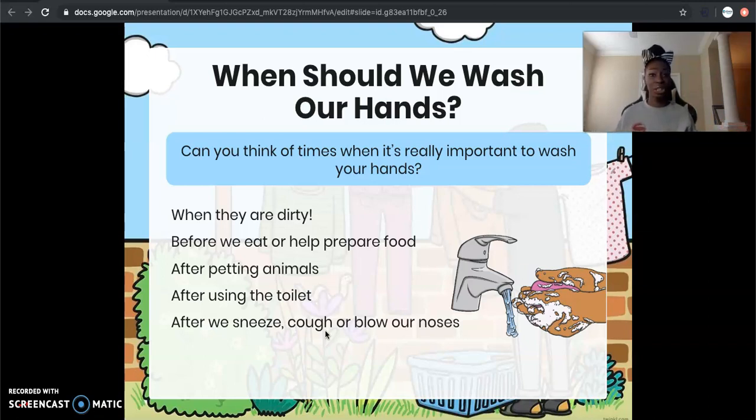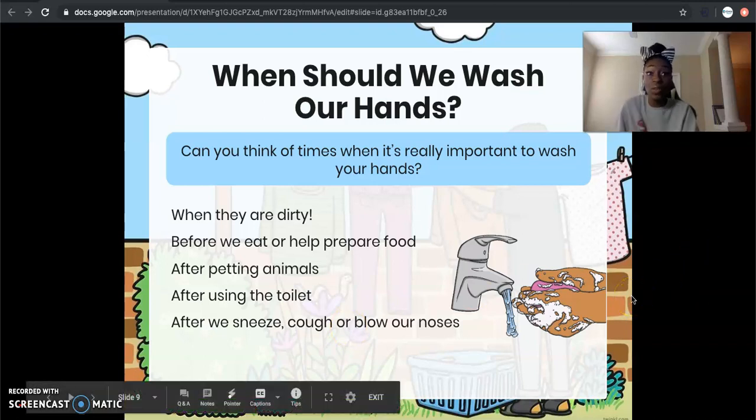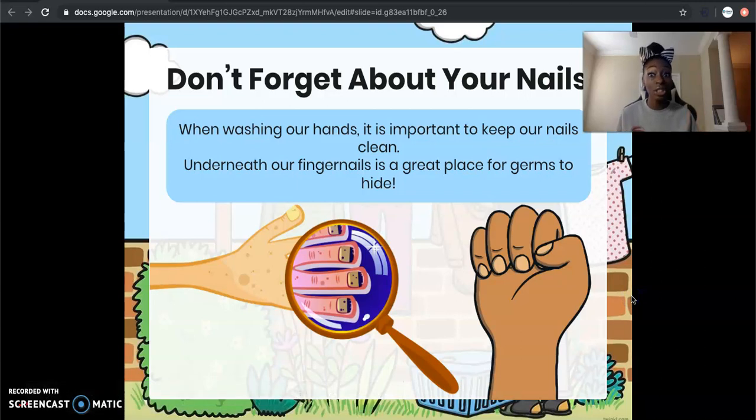And you can just wash your hands whenever you feel like washing your hands. If you do like this and your hands feel dirty, go wash your hands. That is okay. You can never wash your hands too many times a day. So when washing your hands, don't forget about your nails. It's super important that we keep our nails clean. Underneath our fingernails is a great place for germs to try to hide.